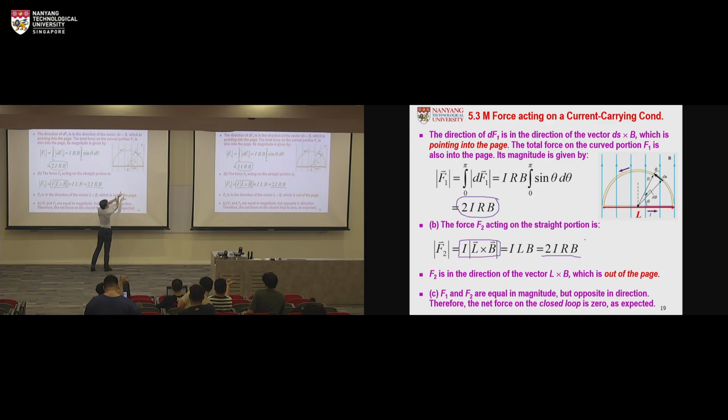So this is FB pointing out of the page. I, or vector L, follows the direction of I, and B is pointing up. So it's pointing up like this, and this is going to be FB pointing out of the page. Right, I mean, this one you have to practice. In some cases, it's not so comfortable to do.